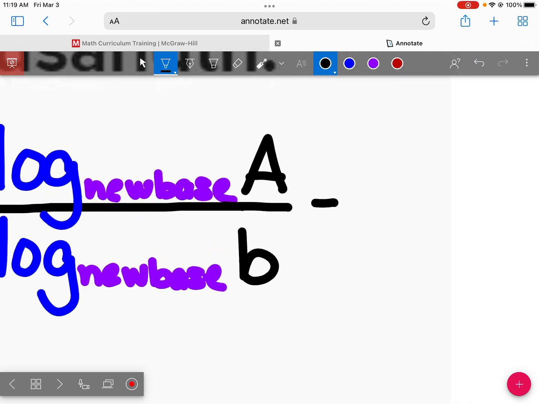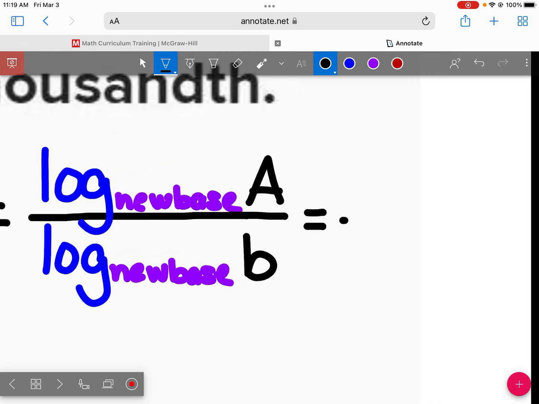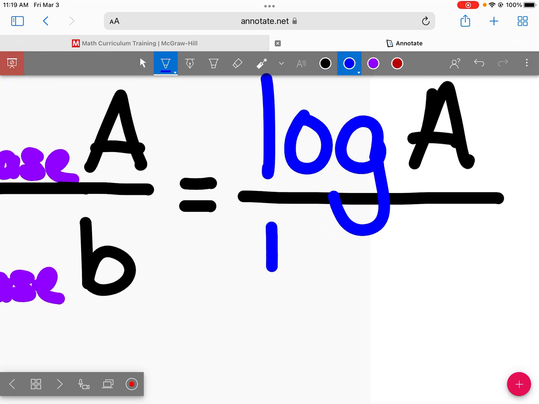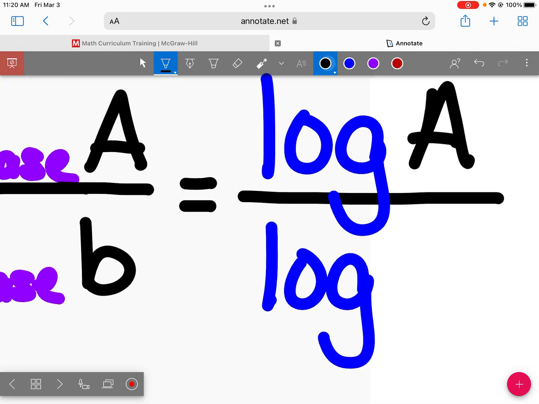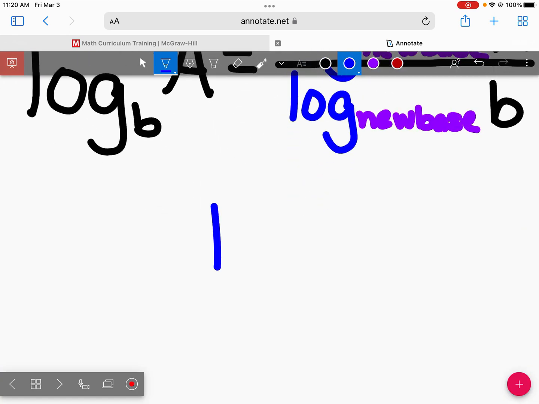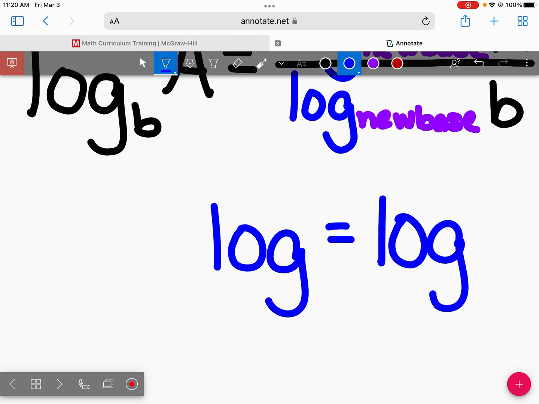Most of the time, if we're going to be using our calculator to evaluate these, what base do we want to choose? What do we have the ability to use on our calculators? Log. If you just see LOG, that's base what? Base 10. So log base 10, or common log, of the argument, over log base 10, common log, of the base. Remember, when you see just LOG, that is log base 10.